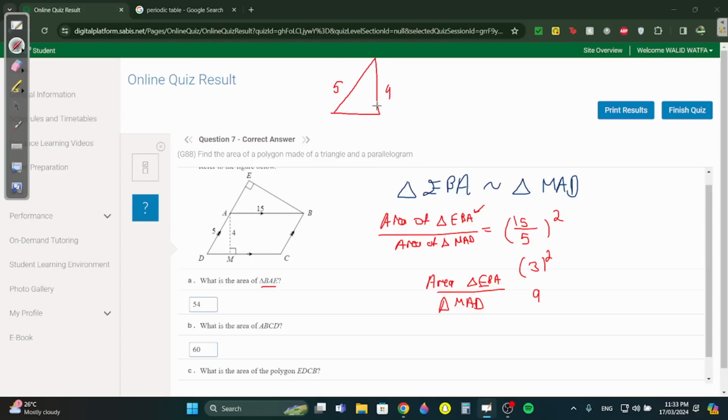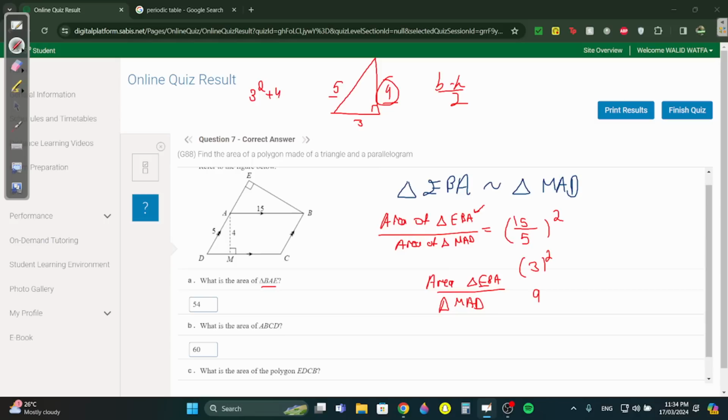5, 4, is a right angle here. Obviously, the area is base times height over 2. We know the height is 4. We need the base. The third side will be 3 because of the Pythagorean theorem. This is a Pythagorean triple that most people are supposed to know, by the way.